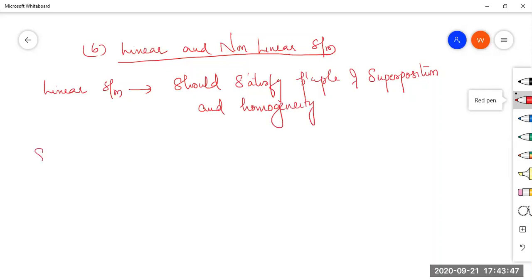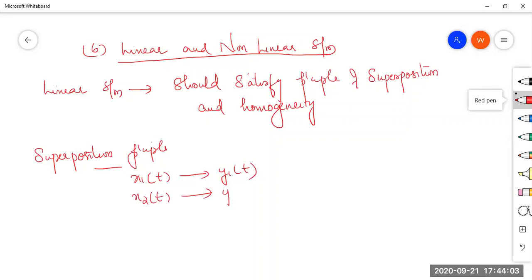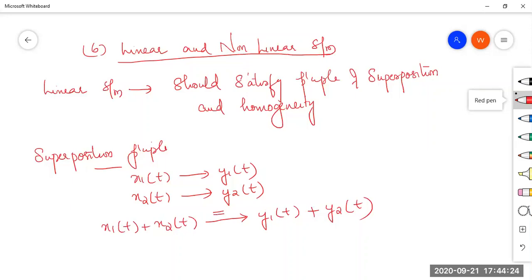Now the superposition principle says, if you have two signals, let it be x1 of t, output be y1 of t. Second input x2 of t, corresponding output be y2 of t. Then if you add these two input signals, x1 of t and x2 of t, and pass it through the system, then you should get that will be equal to individually adding these two outputs. This is principle of superposition. These two will be equal.